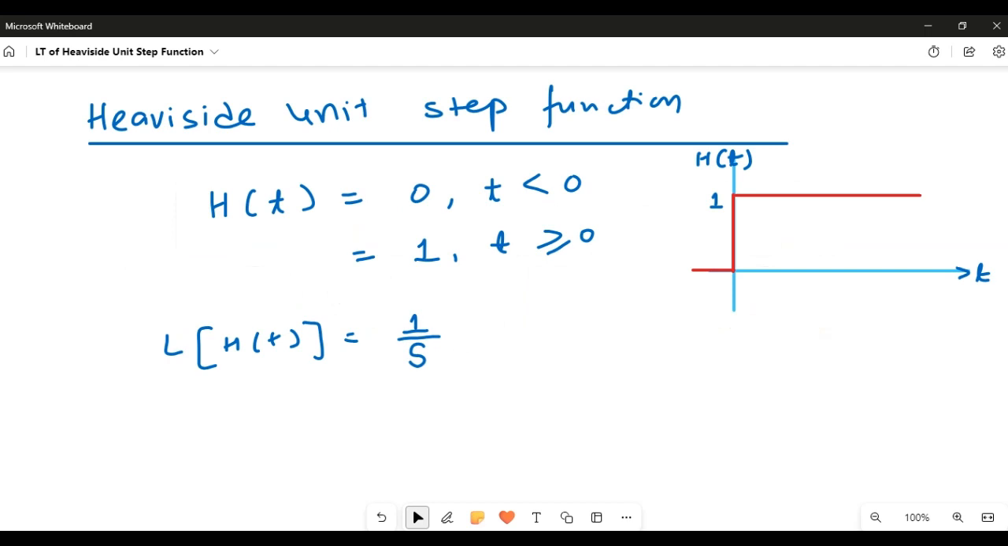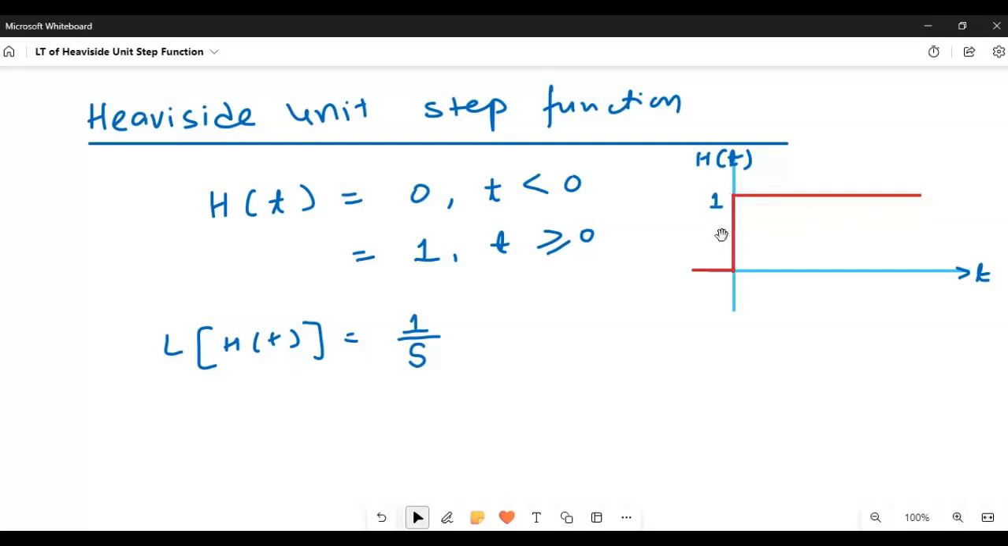Next we will see Laplace transform of Heaviside unit step function. So before we find Laplace transform, let us first understand what is Heaviside unit step function. As shown in this diagram, it has a value 0 when t is less than 0. You can see here for t less than 0, the function value is 0, and for t more than or equal to 0, the function value is 1, and then it remains 1 throughout. So this is Heaviside unit step function.